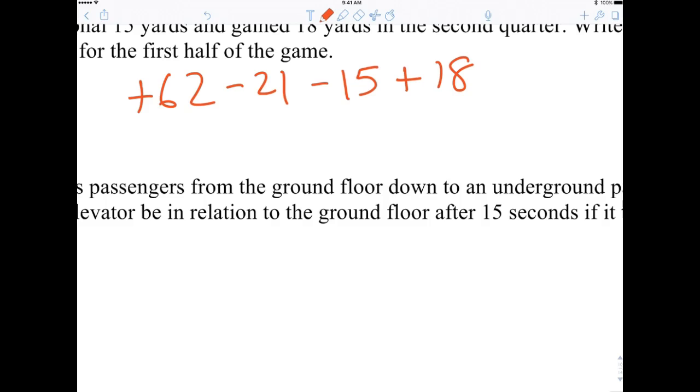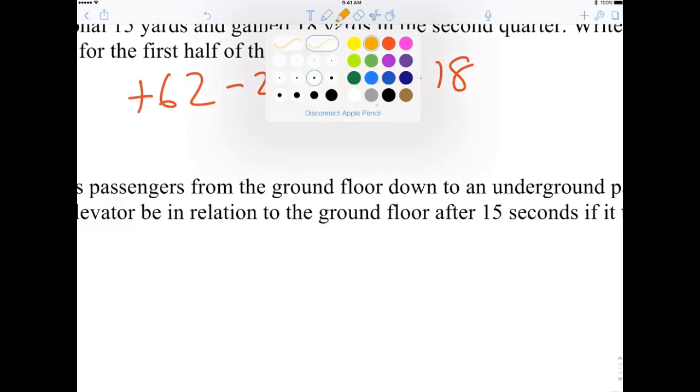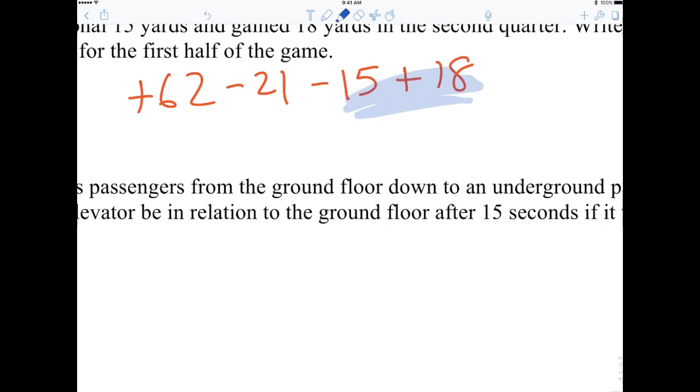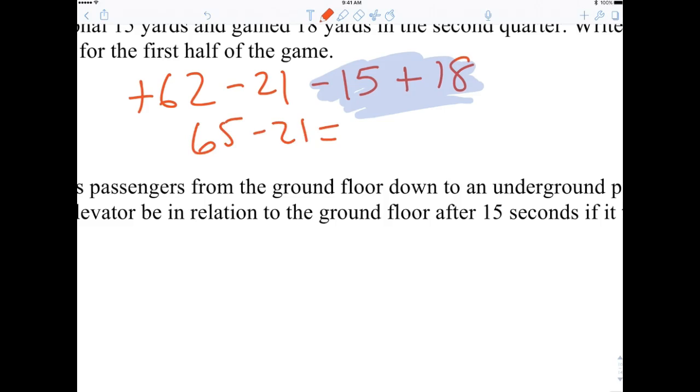So listen to what I'm trying to tell you. To me, I would look at this right here and say this is a nice one to add first. Does everybody see what I'm saying? That's obviously 3, right? And then I can say 3 plus 62 is 65. Now 65 minus 21 is obviously 44 yards. All right, does everybody see that?